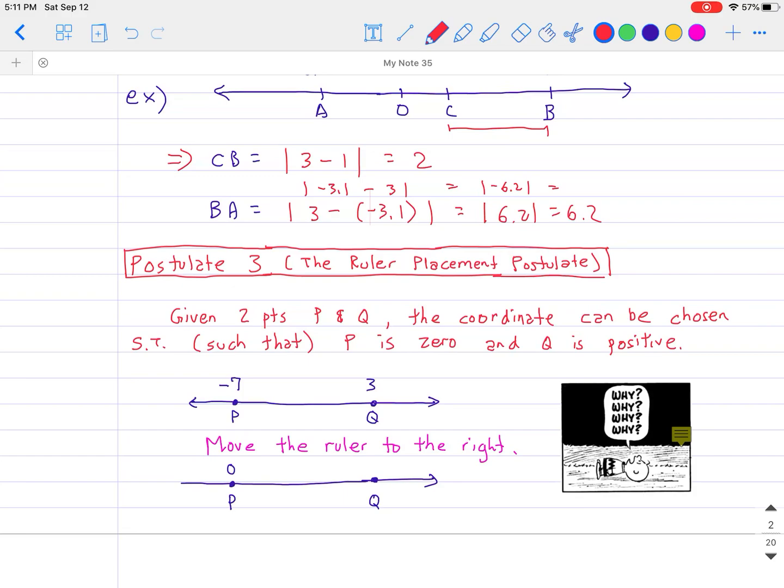Now, postulate number 3. Postulate number 3 is going to be built off of postulate number 2. This one is called the ruler placement postulate. And keep in mind that these two are actually related to each other, and here's how we work it.